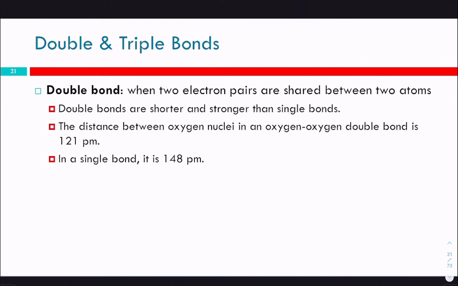times 10 to the 12? Times 10 to the negative 12? For a single bond, it's just a little bit longer at 148. Yeah, because nanometers is times 10 to the negative 9. This is 121 picometers, which would be 1.21 times 10 to the negative 10 meters. So we're talking about very, very tiny distances, but double bonds are shorter than single bonds.